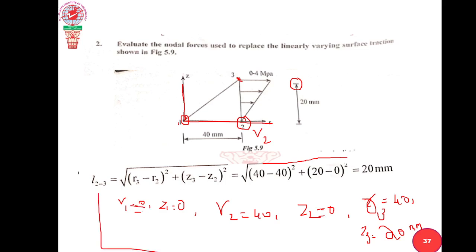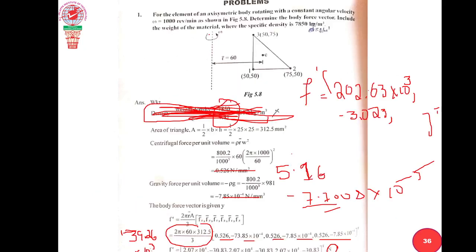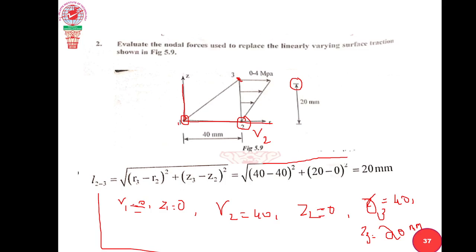See, sir, here they have given the origin with respect to node 1 only, but in the earlier case the origin was given elsewhere, so we took R1 as 50, Z1 as 50, R2 as 75, Z2 as 50, R3 as 50, Z3 as 75. But now the case is different. They have given the origin at node 1. Therefore R1 and Z1 are 0, R2 is 40 mm, Z2 is 0, R3 is 40, Z3 is 20. Clear?